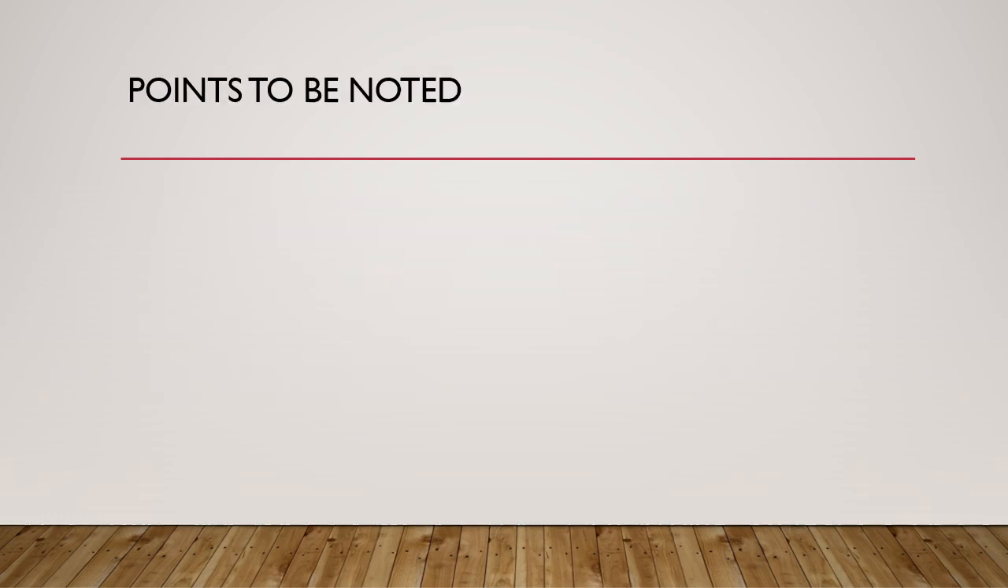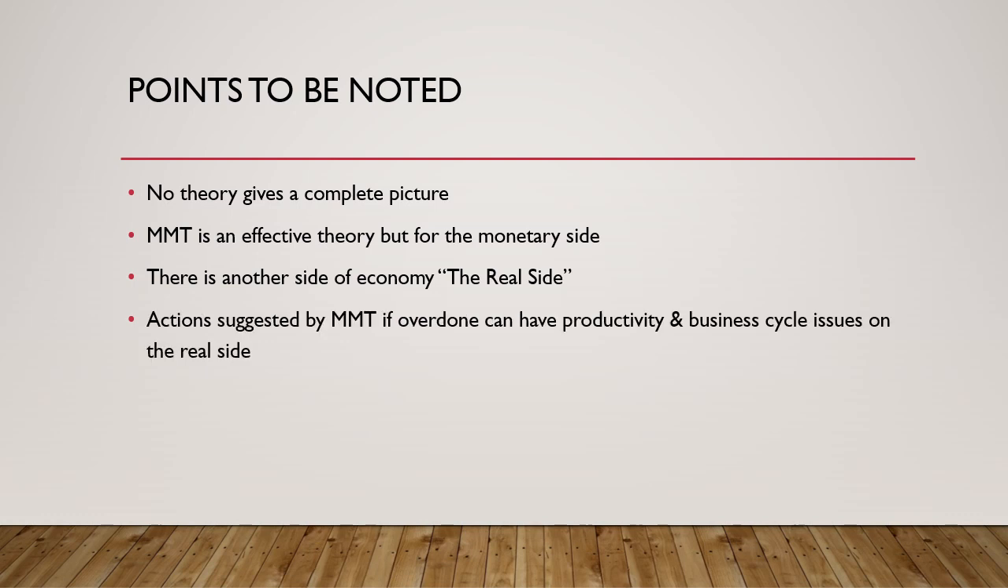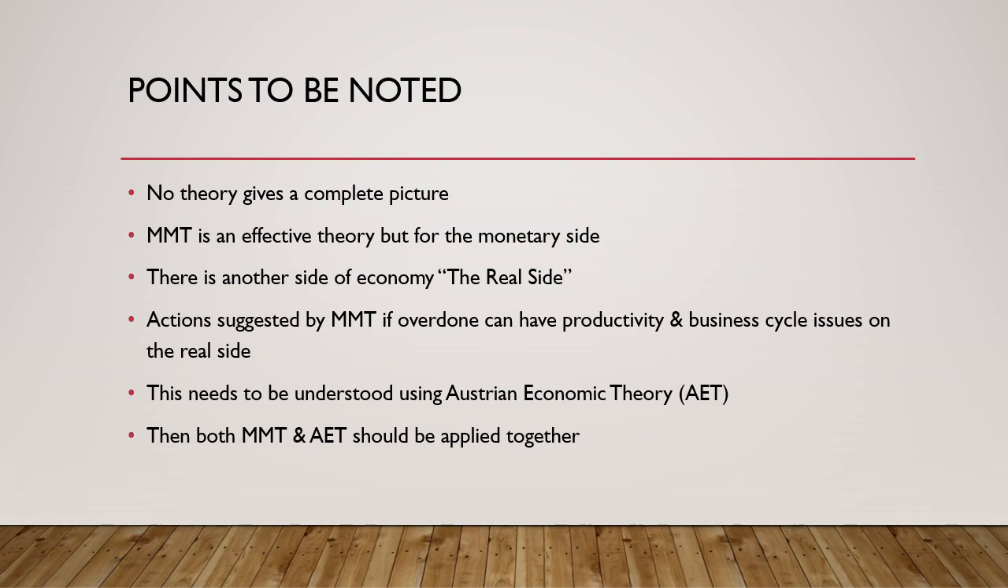Points to be noted, however, is that no theory can give a complete picture of the economy. MMT is an effective theory on the monetary side of the economy. But as we all know, the economy has two sides, monetary and the real side. For the real side, if MMT is overdone, it can have productivity and business cycle impact. To understand that, we will need to know some aspects of Austrian economics, which we shall discuss in some other presentation, and then apply both of them together.